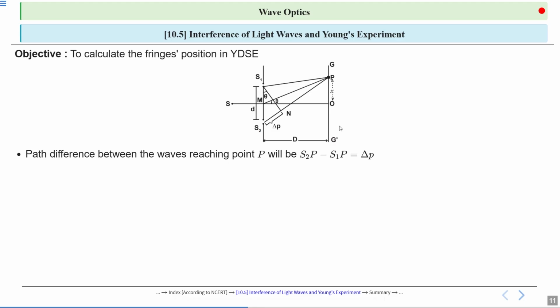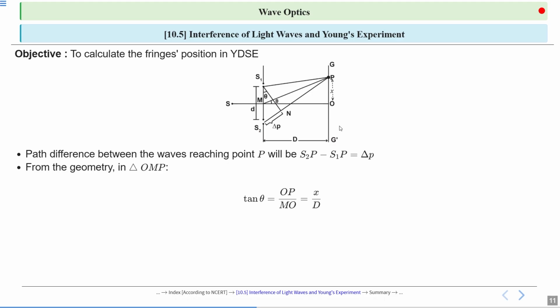Understanding this path difference is crucial because it determines the type of interference pattern we observe, whether it's constructive or destructive. So now let's look at the geometry involved in this setup. In triangle OMP, we can use basic trigonometry to relate the different components. This will help us derive the expression for the position of the fringes on the screen.